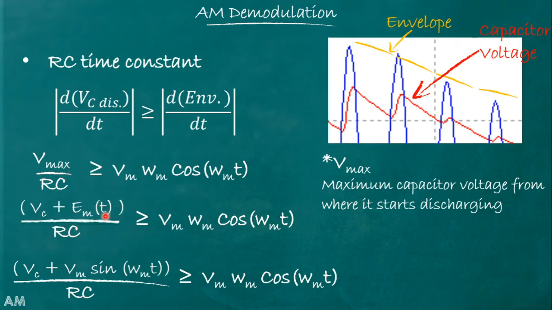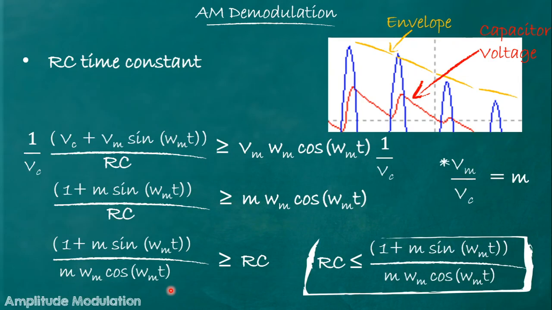So instead of Vmax, let us replace it by the equation of envelope, because with the help of the equation of envelope, you will get the value of the capacitor discharging voltage. So here, let us replace this Vmax by the equation of the envelope. Now, let us assume that em(t) is nothing but our information signal, which is a low frequency sinusoidal signal. So let us replace this em(t) by Vm sin ωm t.